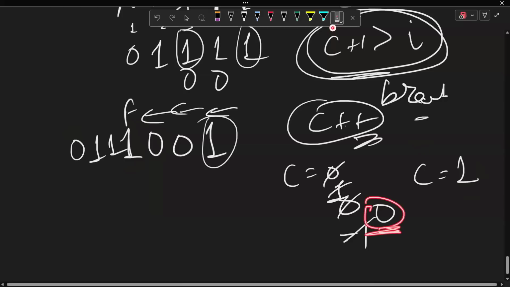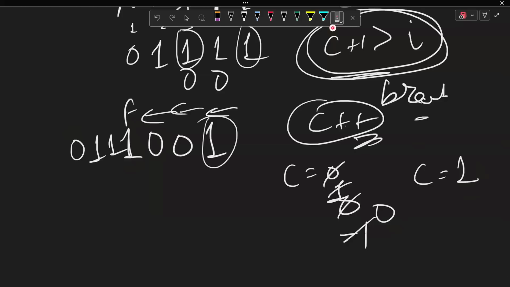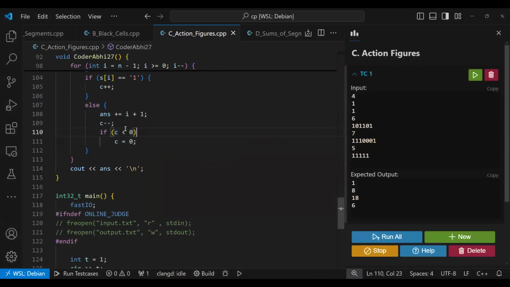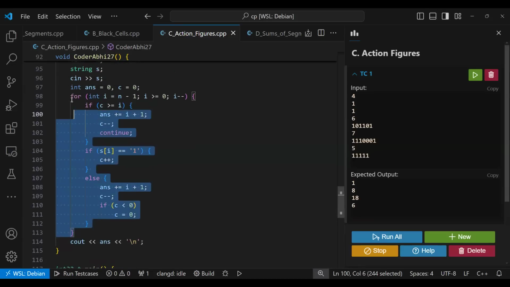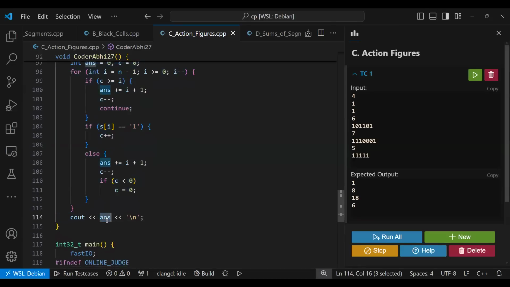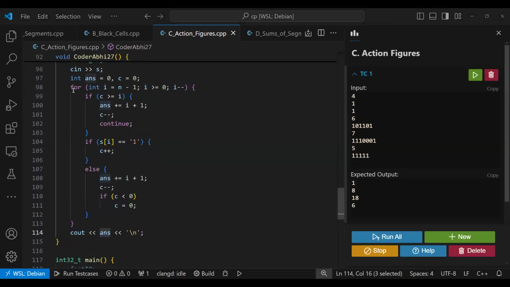Because C denotes the number of items which have already been free, but it needs some not free item to overcome it. I hope it is clear why I am doing this. If my C is getting negative, I made C equal to 0 again. So after this loop, I am just printing my answer. I hope this logic is completely clear to you.